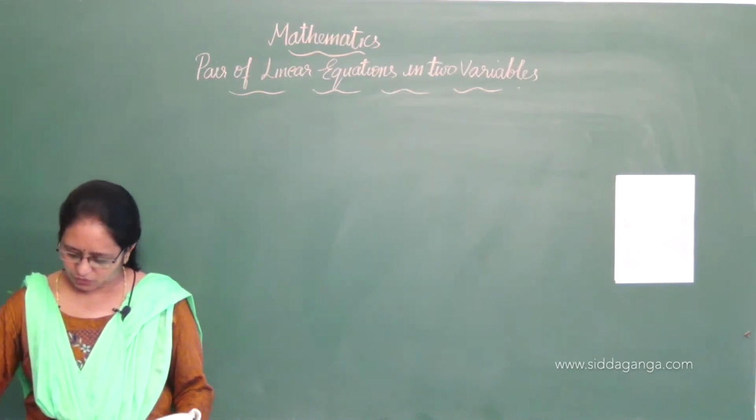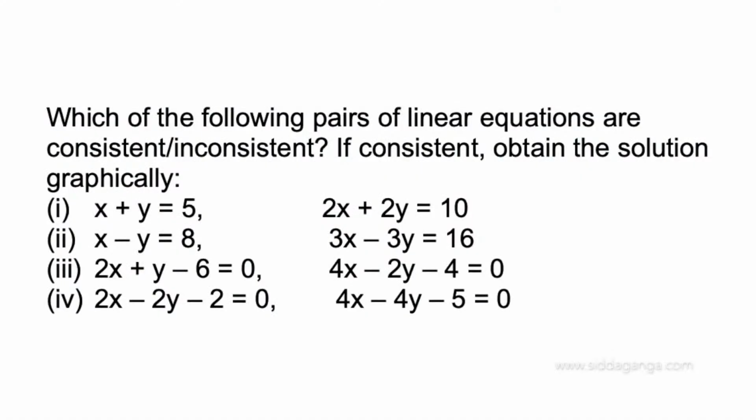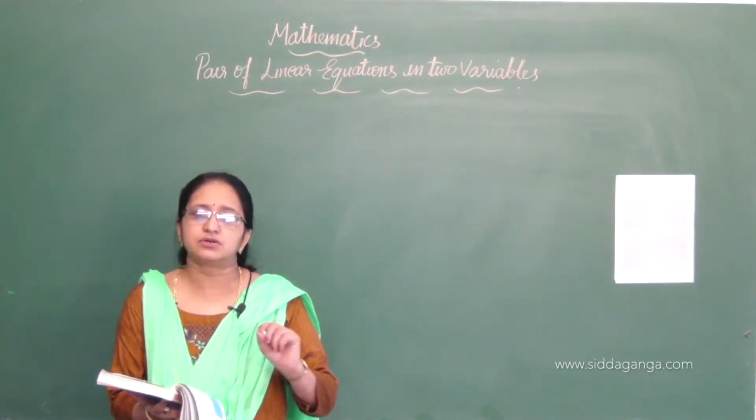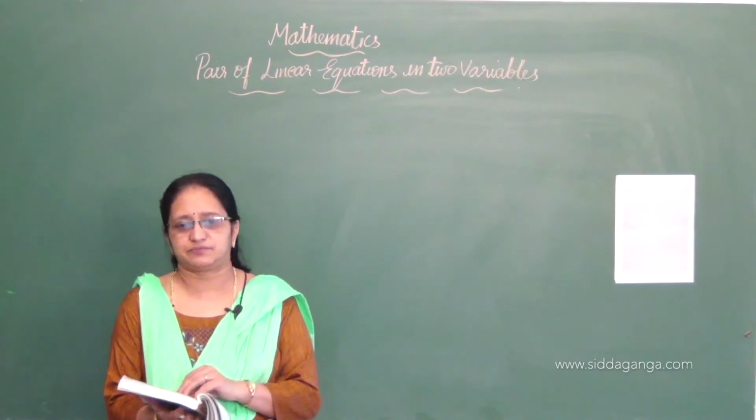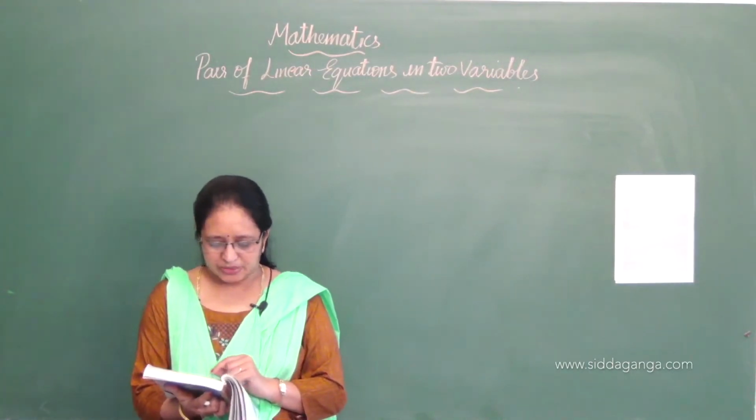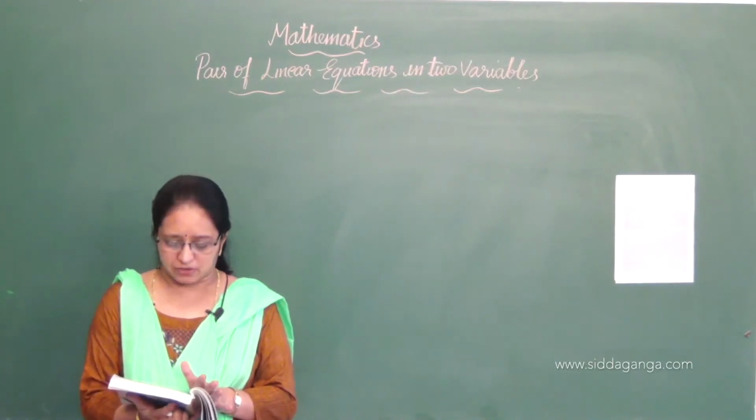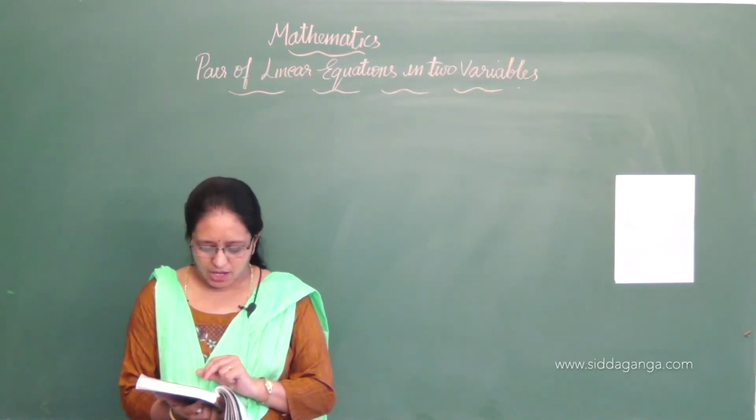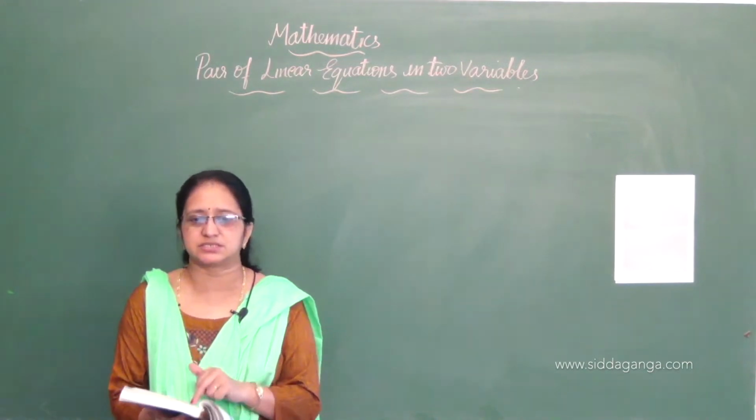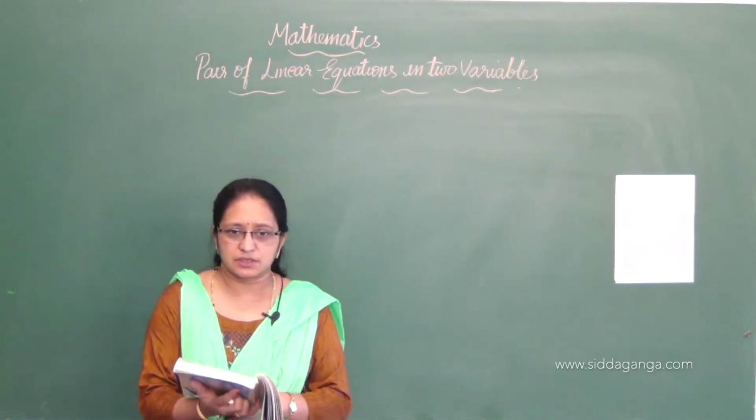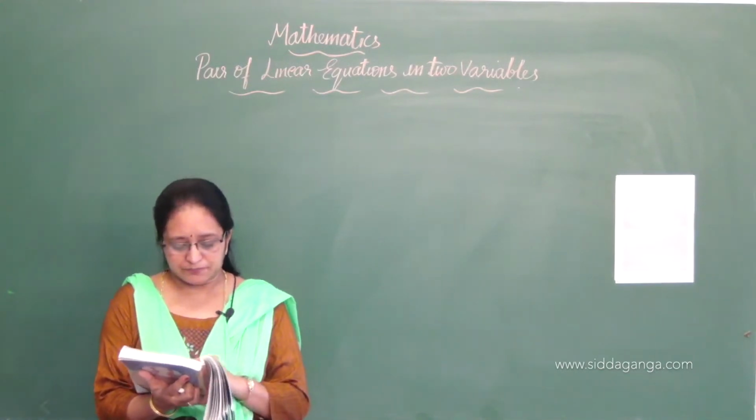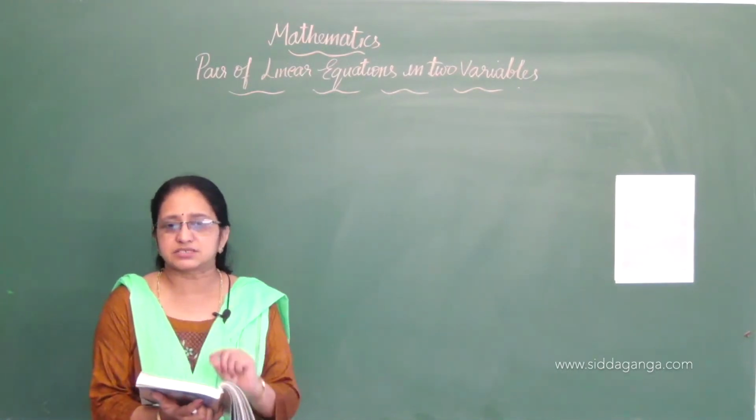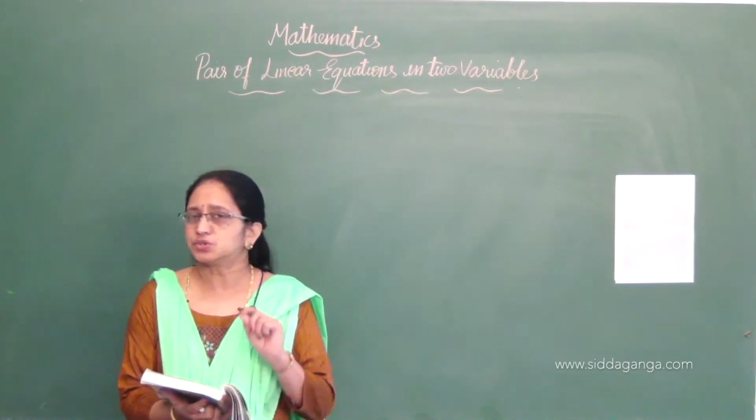Here, in the fourth sum, we have: which of the following pairs of linear equations are consistent or inconsistent. If it is consistent, you have to obtain the solution graphically, through a graph. See, in the previous sum what you did was just compare the coefficients of the pair of linear equations and mention whether it is consistent or inconsistent, that is it. They had not asked for any solution. But here in this sum they are particularly asking for the solution through a graph.